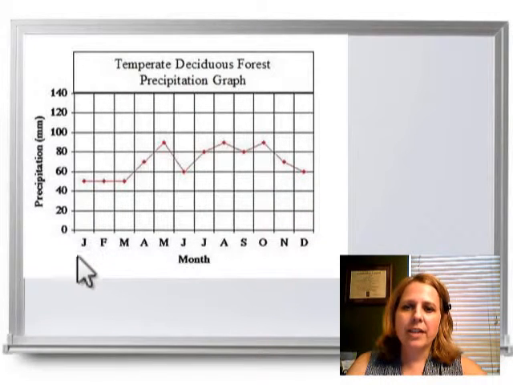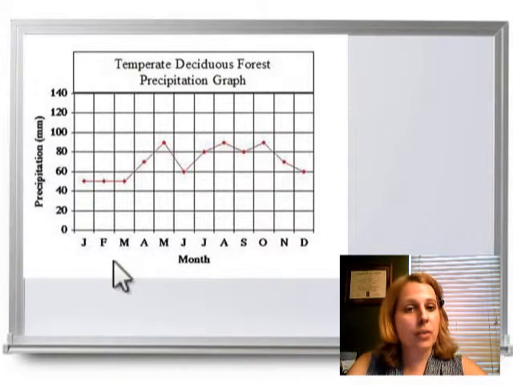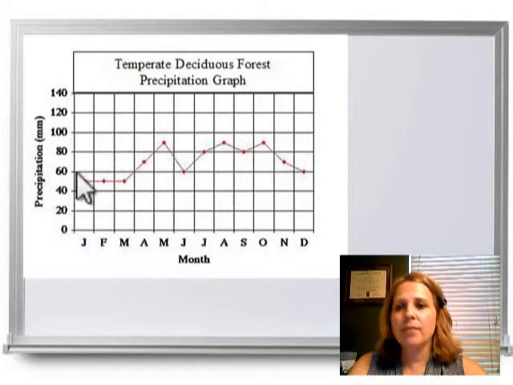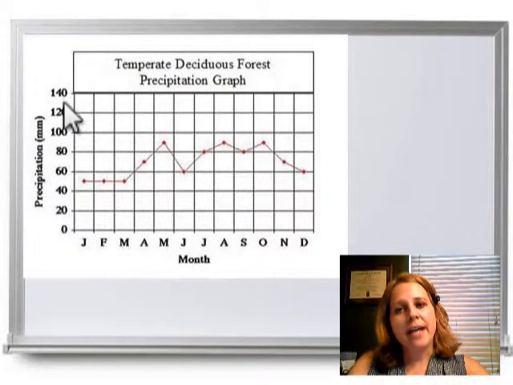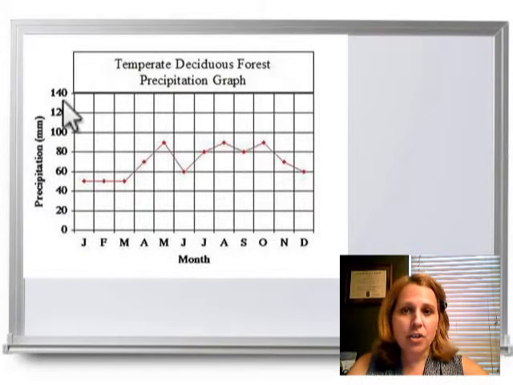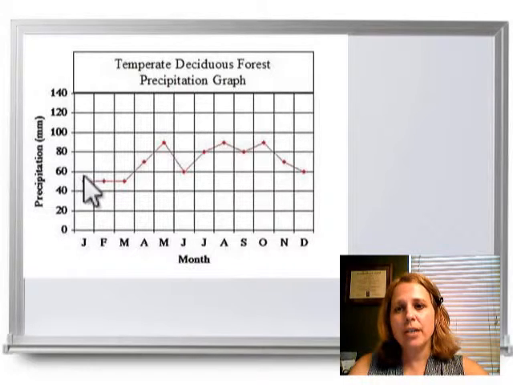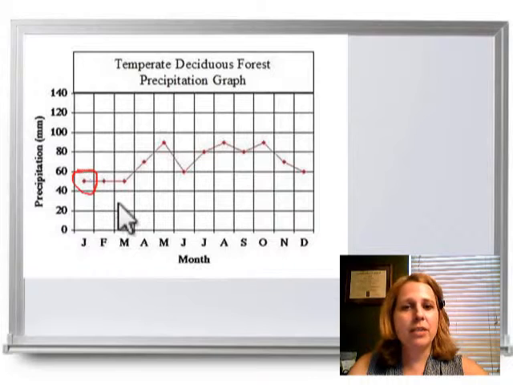Now let's learn how first to read the graph. So the x-axis on the bottom are the 12 months of the year. J for January, F for February, etc. Then over here on the y-axis you have the precipitation amount in millimeters. So if you wanted to read how much precipitation fell in the deciduous forest in January, you would come right up here, and you have about 50 millimeters of precipitation in January.